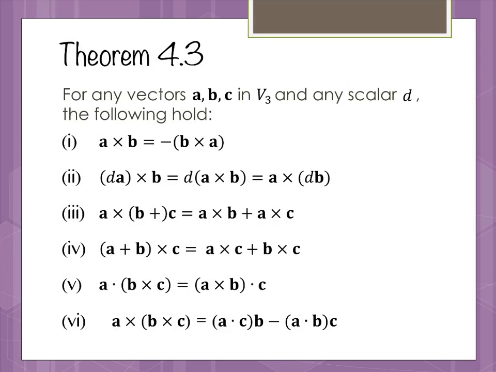All right, Theorem 4.3 tells us all the different properties that hold for cross products. The order of the cross products isn't quite commutative. It's sort of backwards. If you take B cross A, you'll actually get the exact opposite, the negation of A cross B. And if you think about it in terms of the vectors we just created, that makes sense.